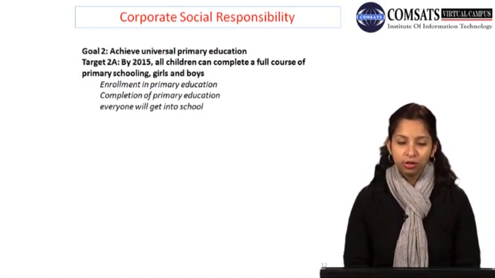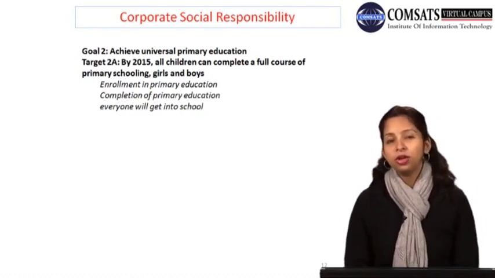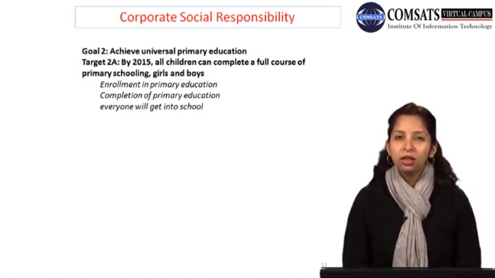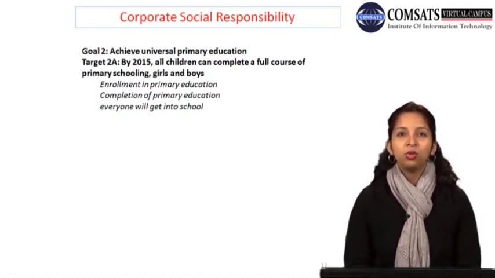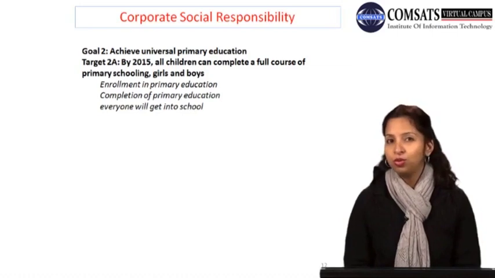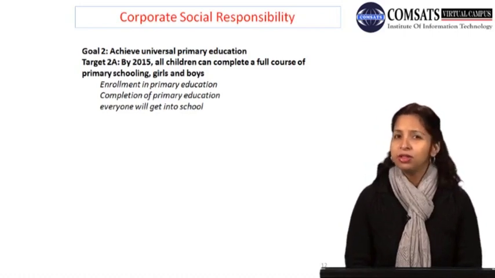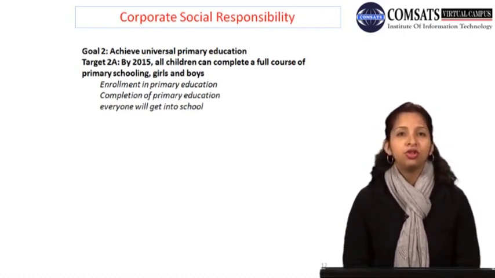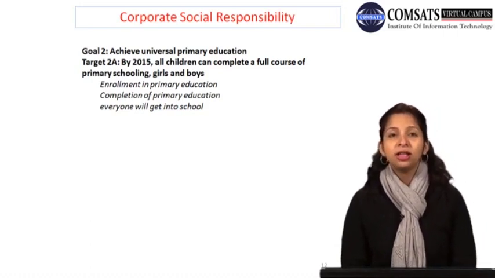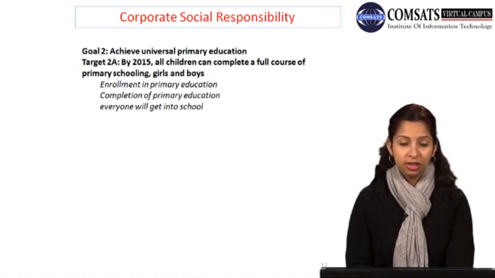Now the target within this particular goal is by 2015, all children can complete a full course of primary school, girls and boys. So the target within goal two of the MDGs is that by 2015, every child living in this world should have completed a full course of primary schooling. Ab aap ye bhi question kar sakte hain ki jab aap Pakistan ki reference se baat karte hain, just look around yourself. Where are we with reference to achieving this particular goal? Where do we as a government stand? Where do we as responsible citizens stand? And where do we as a society which is advocating corporate responsibility stand?